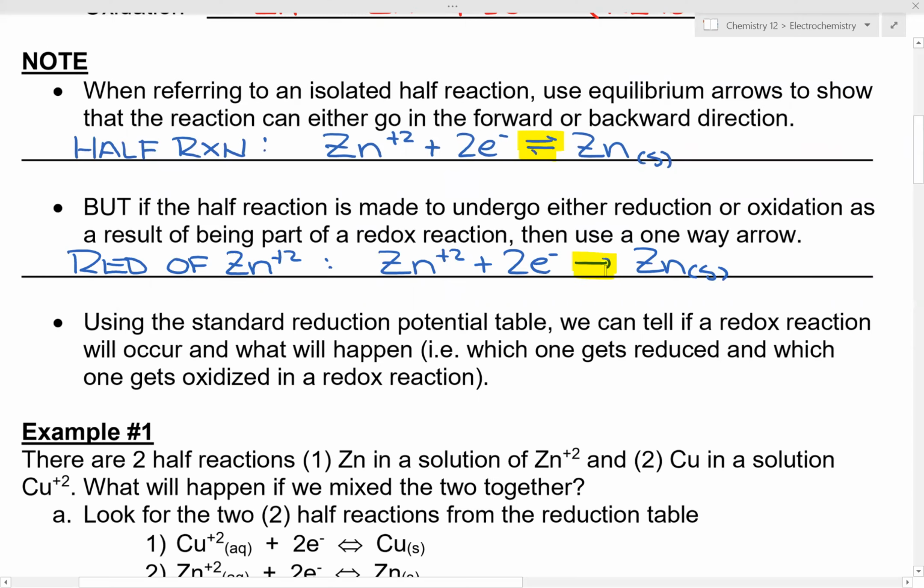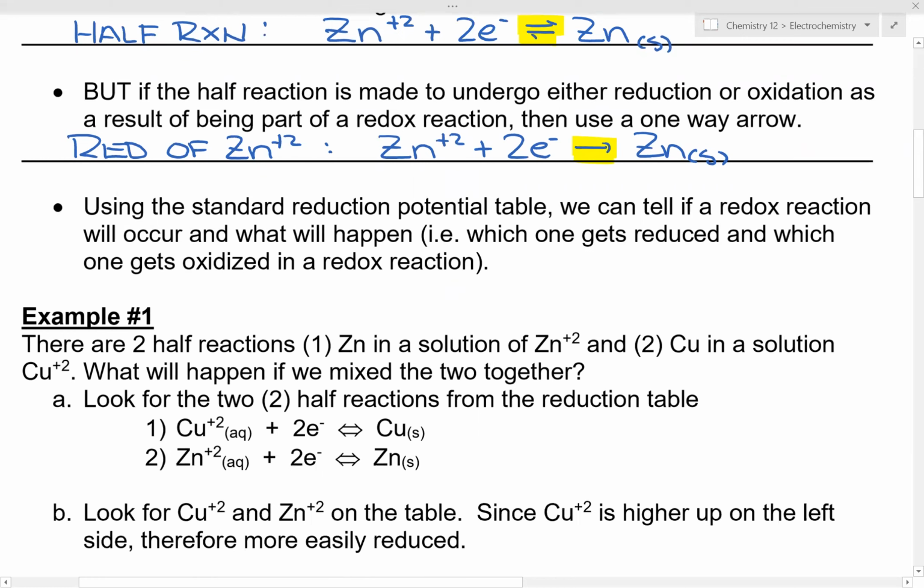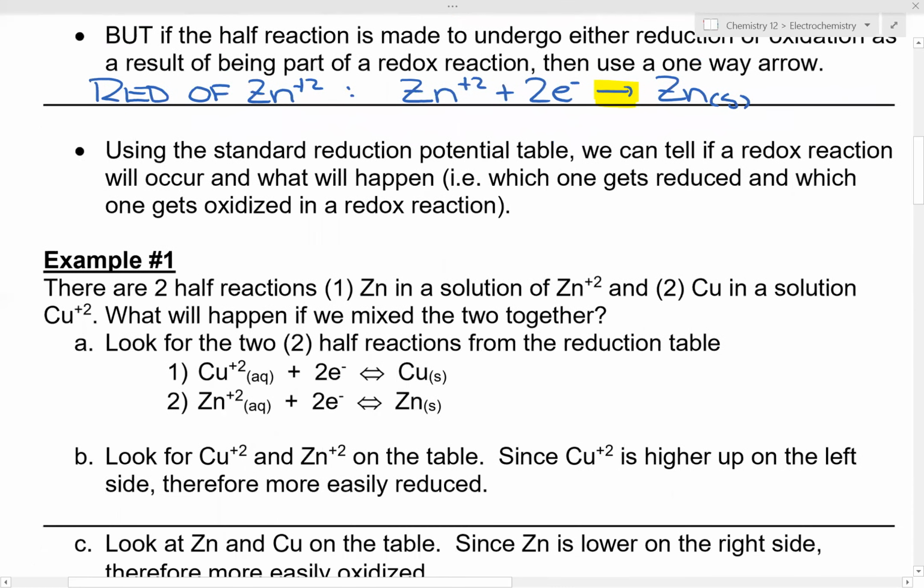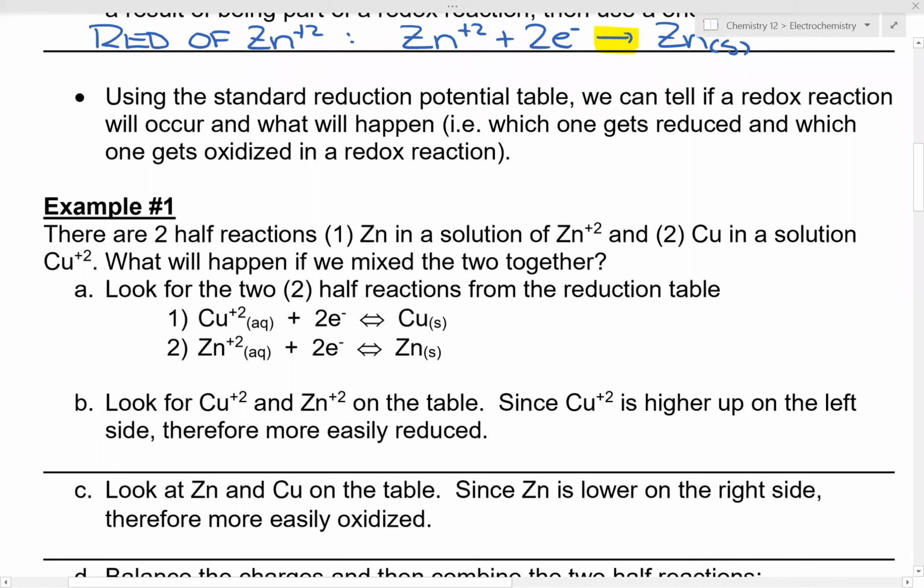Okay. Now, using the standard reduction potential table, we can tell if a redox reaction will occur and what will happen. In other words, which one gets reduced and which one gets oxidized in a redox reaction. Now, let's say there's two half reactions. Let's say we have a zinc in a solution of zinc 2 plus and copper in a solution of copper 2 plus. What will happen if we mix the two together?